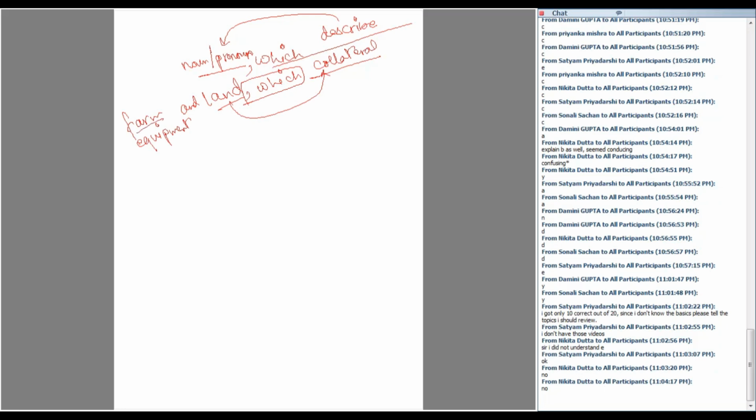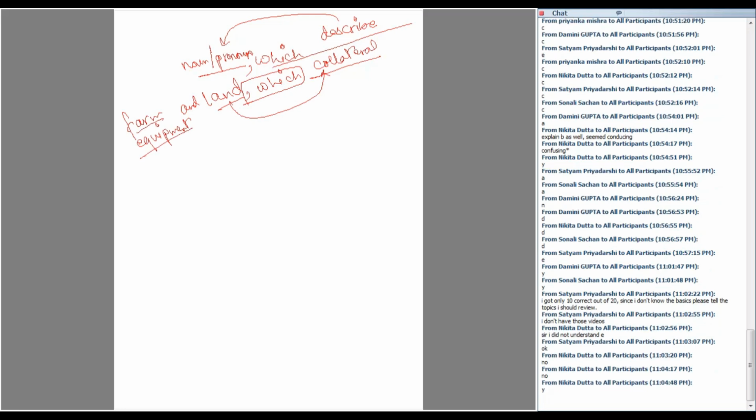Okay, so this is wrong because it is excluding farm equipment. Did you get this? Now this rule of which, I told you whenever there's which, we have to have a comma before it. And before the comma, whatever noun or pronoun comes, that will be described by the word which. That is the rule.